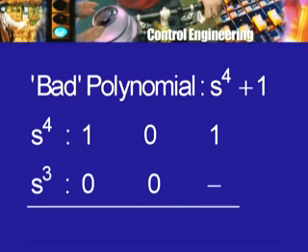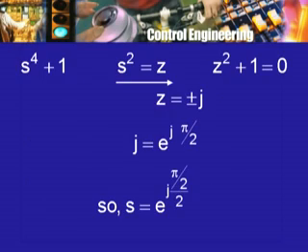Now look at the previous row, it is s to the 4 plus 1. Now what are the roots of this polynomial s to the 4 plus 1? A little bit of thinking will enable you to find out the roots. Put s squared equal to z, we are making a change of variables. Then what does s to the 4 plus 1 become? It becomes z square plus 1. So when is z square plus 1 equal to 0? When z equal to plus minus j.